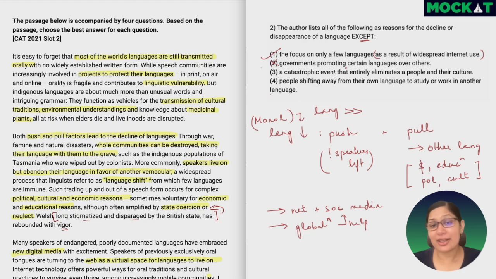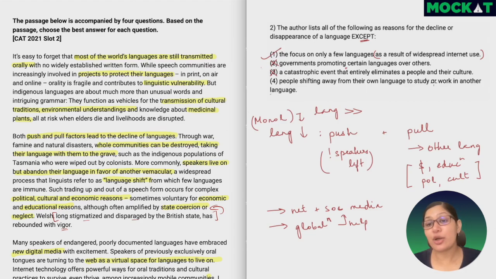A catastrophic event that entirely eliminates a people and their culture. That is the push part, right? So again, we have this whole idea that communities can be destroyed, and that's something. Now, in this case, the example, of course, is more about humans who've done it, colonists. But we have war, famine, and natural disasters. So that is again something which is given. Of course, if somebody comes and attacks and essentially commits genocide, that also is a catastrophic event.